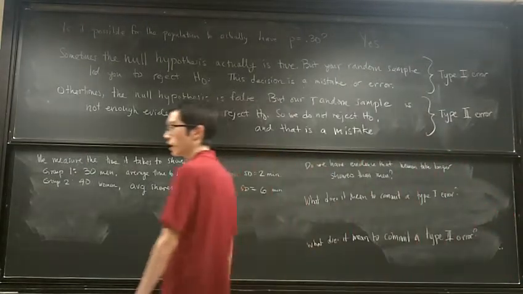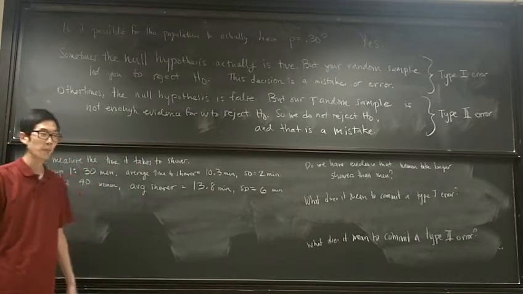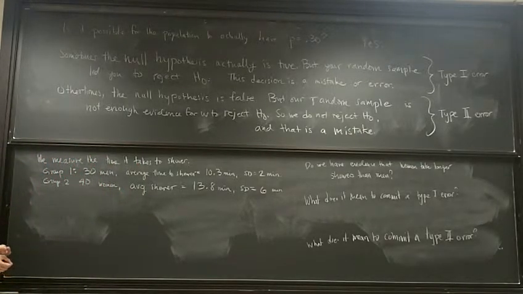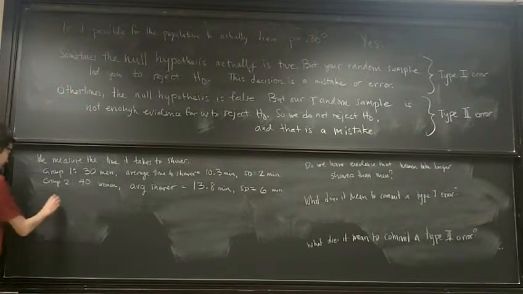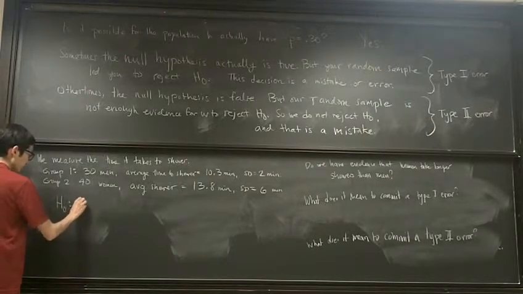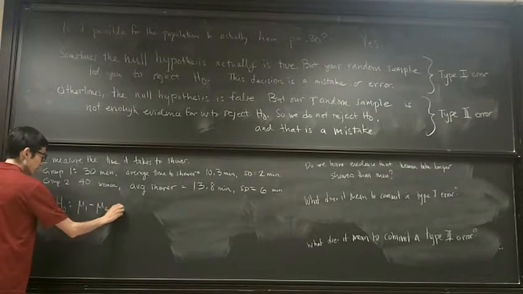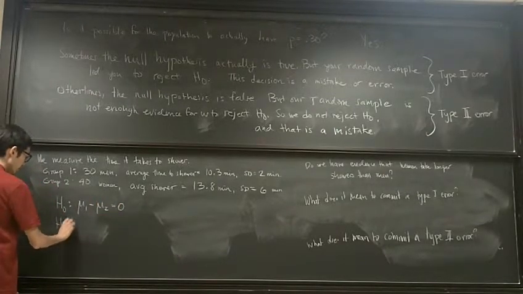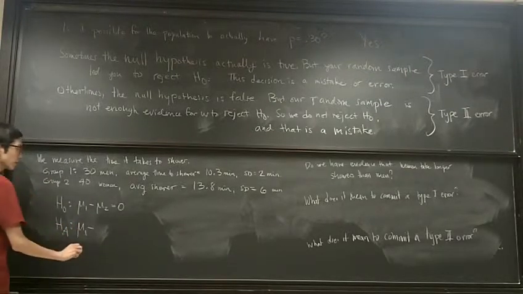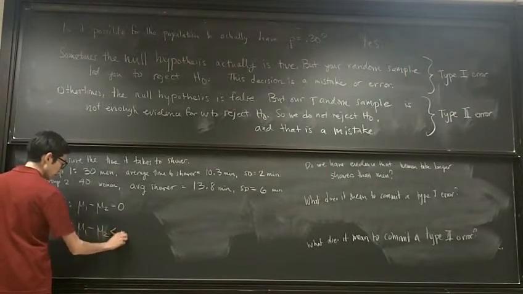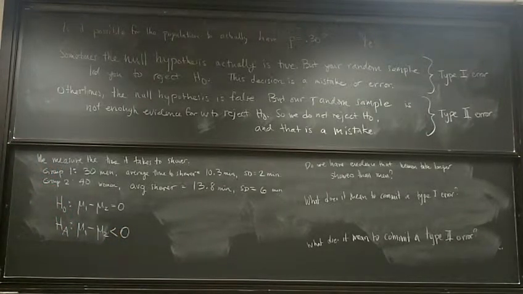To answer this question, we have to know what the null and alternative hypotheses are. So, what are my null and alternative hypotheses? My null hypothesis is that mu1 minus mu2 equals 0. And the alternative, mu1 minus mu2 less than 0. Because I'm saying, do we have evidence that women take longer showers than men? So if women is group 2, the length of the men's shower minus the women's shower should be negative.